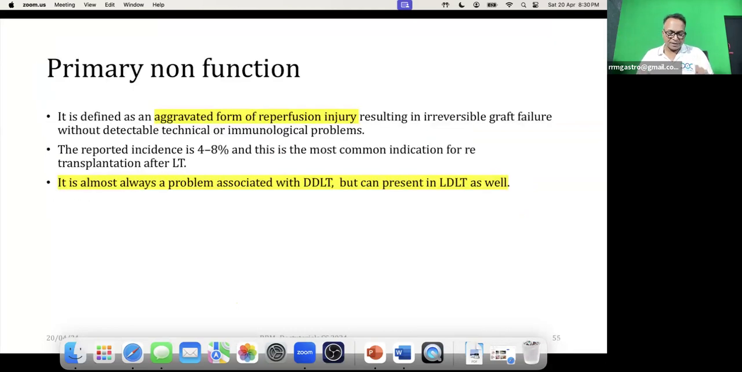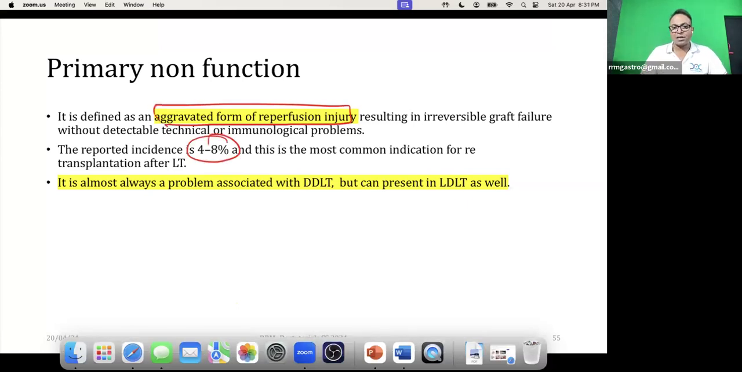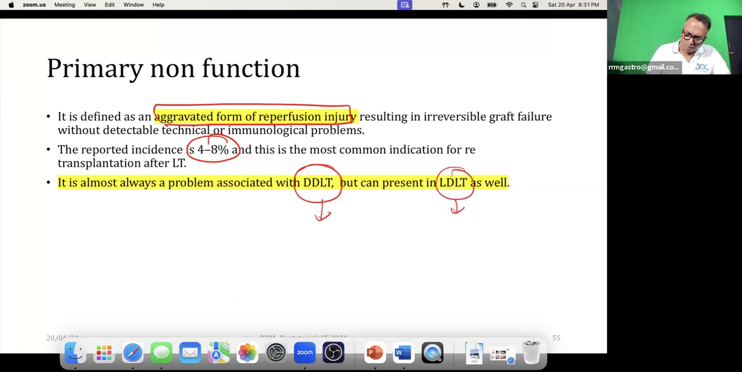So please don't forget, the answer is A. It is defined as an aggravated form of reperfusion injury. Incidence is 4 to 8%, and it is the most common indication of retransplant. It is almost always a problem associated with DDLT, but can present in live donor also. It is most commonly seen in cadaveric liver because we infuse University of Wisconsin solution for them. Okay, this is primary non-function.